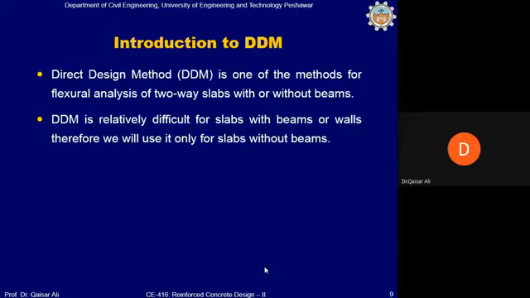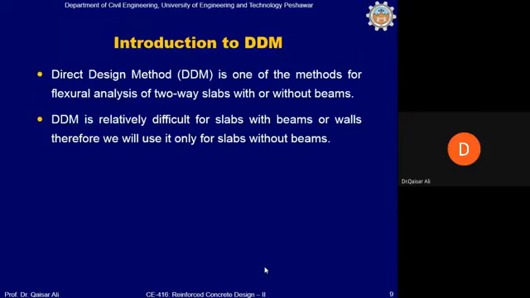Okay, however, the ACI code permits us to use alternate methods of analysis. Okay, and these alternate methods of analysis must be recognized by the ACI code. The ACI code would allow you to use a certain method, and it can also stop you from using other methods.